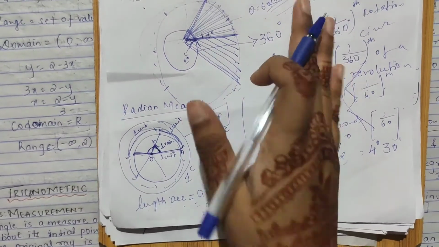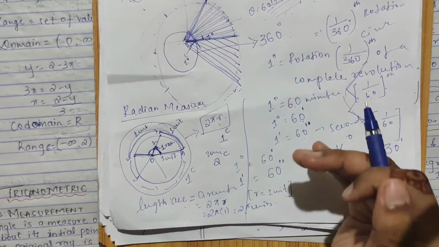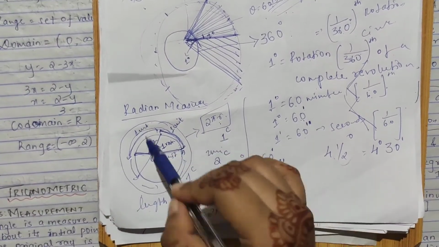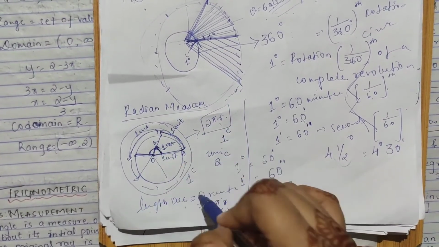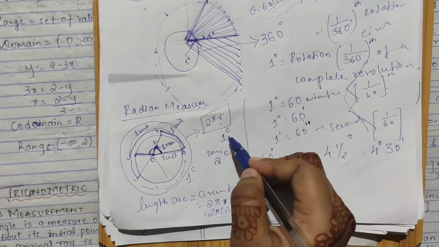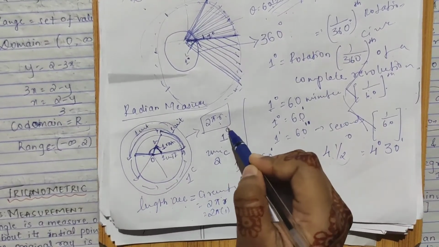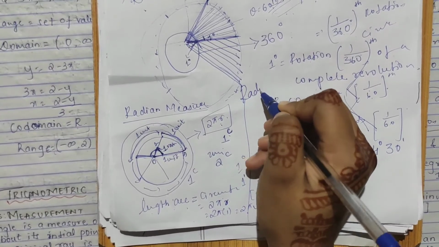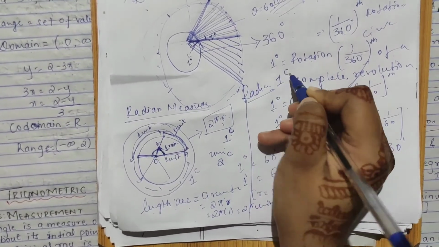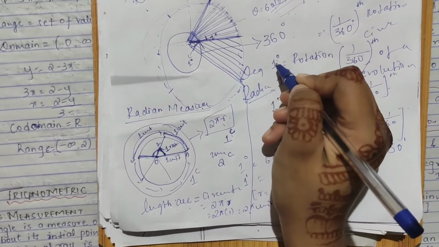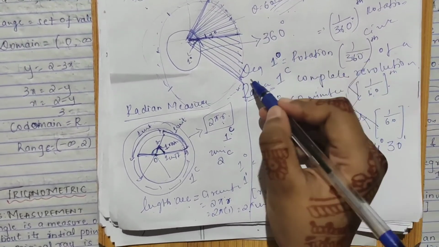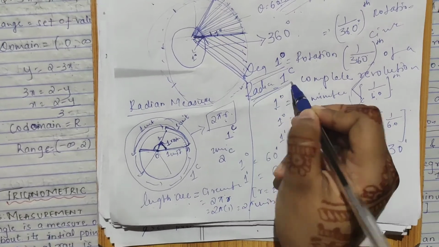That is your degree. Degree, how is it divided? Again into minutes, into seconds. And radian, the angle subtending an arc of length 1 unit only. So that is your radian, and you denote it how? As 1 raised to c. Radian is termed as 1 raised to c, and degree as 1 raised to s.